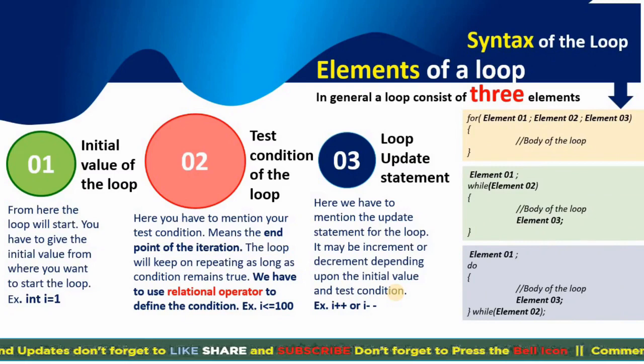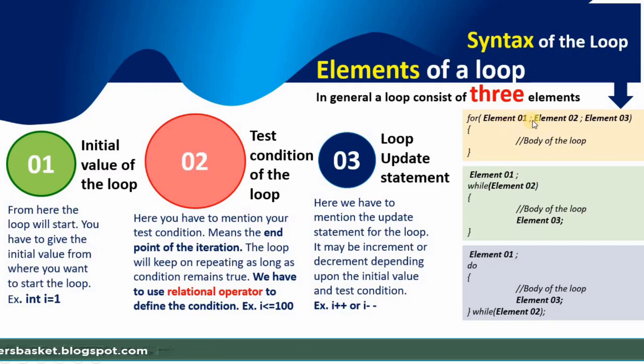So now if you notice, the syntax of the loop is very clear, that we have three different loops here. The first one is the for loop, then the while loop, and then the third one is the do while loop. Now if you observe the for loop syntax, all these three elements: here is element number 1, this is element number 2, and this is element number 3. That means the initial value, then the test condition, and then we have the loop update.